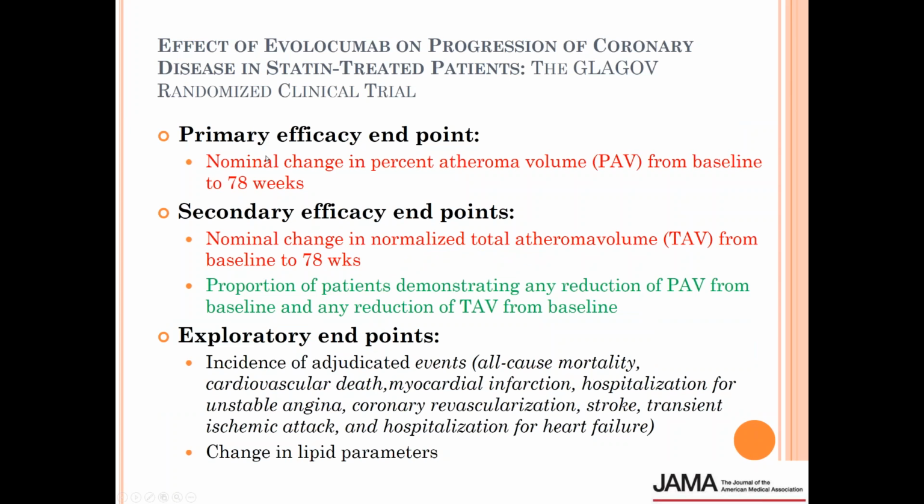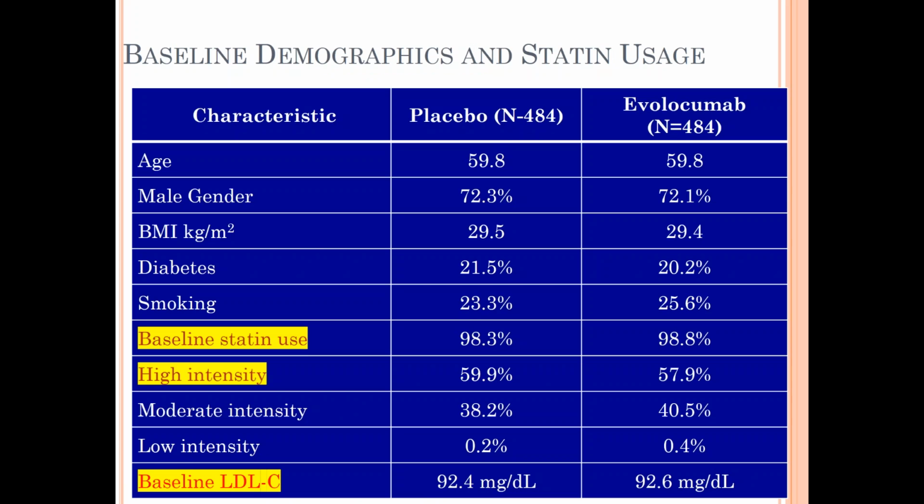for 78 weeks. So the primary efficacy endpoints were change in percent atheroma volume, changes in total atheroma volume, and the proportion of patients that had a reduction of percent atheroma volume and any reduction in total atheroma volume from baseline. They also looked at incidence of adverse events such as all-cause mortality and changes in lipid parameters, specifically looking at patients with LDL less than 70. So these are the baseline characteristics of patients that they looked at.